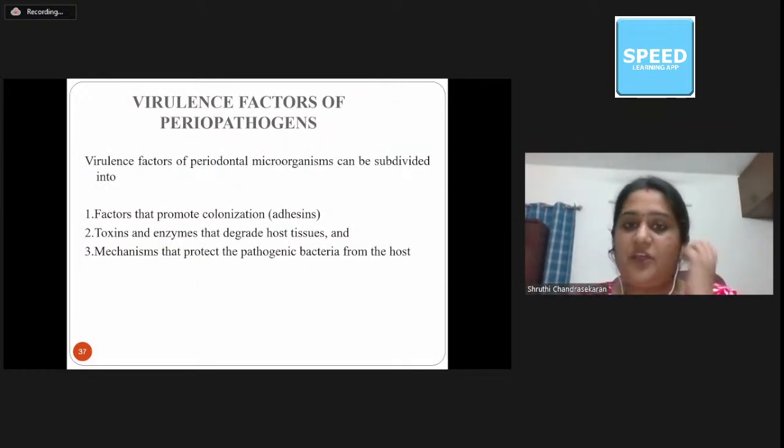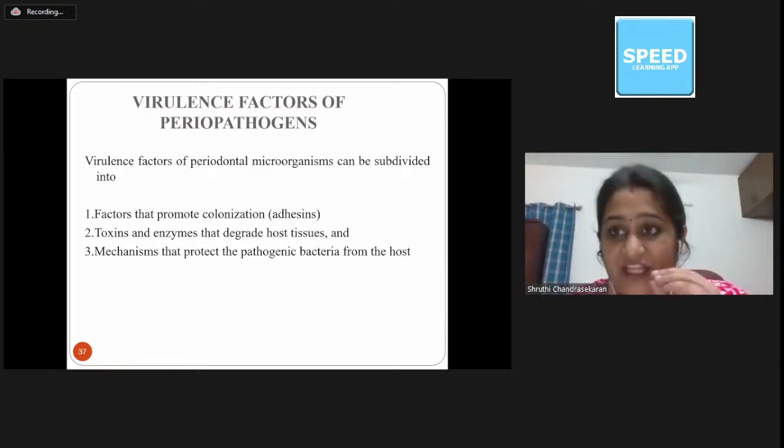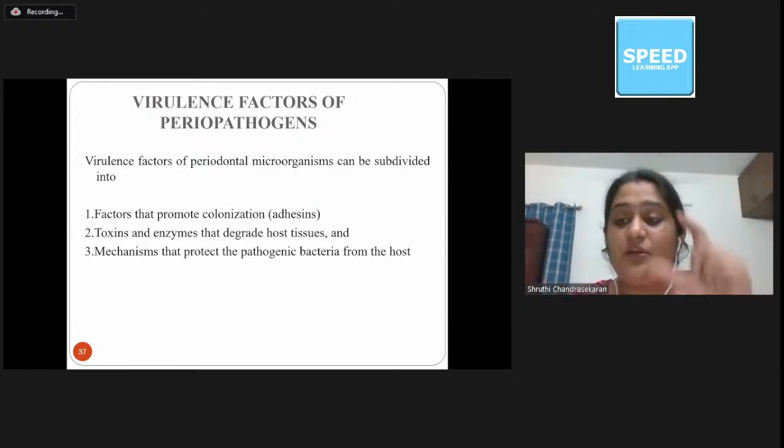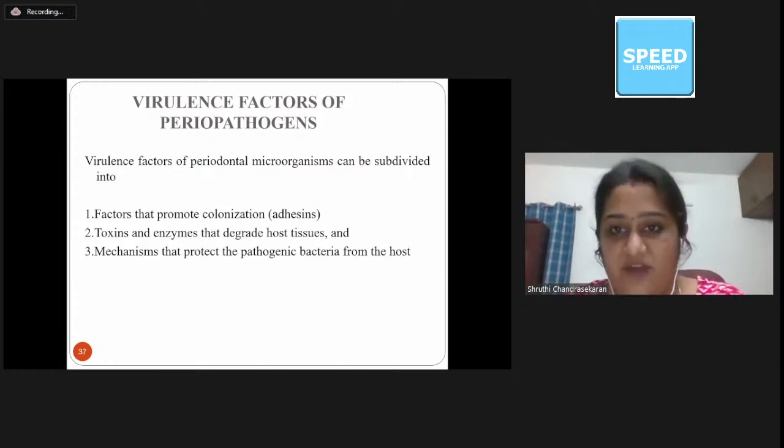So I'm just briefing you about the various virulence factors that are present. I am not going into detail with each organism because it has to be learned by heart. It is given as a table in the Newman and Carranza's textbook. Please learn the table by heart. It will tell you the different virulence factors of very important periodontopathogenic bacteria, which you can learn by yourself. So I'm just going to brief about what virulence factors are.